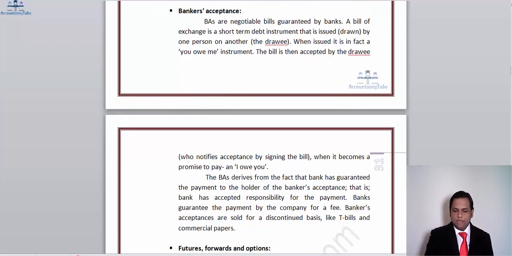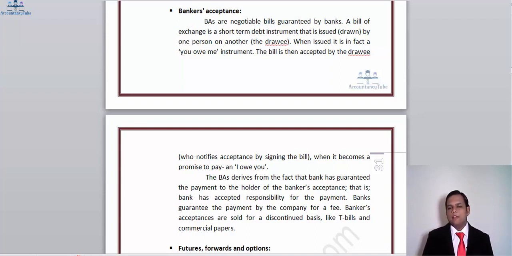Then we have got the banker's acceptance. Now, banker's acceptance is one of the most commonly used services offered by banks. Perhaps you have used it a number of times. It's the basic. If you have ever gone to the bank for a pay order to be made, that's a kind of banker's acceptance. If you ever opened an LC, that is a letter of credit, that's a kind of banker's acceptance.